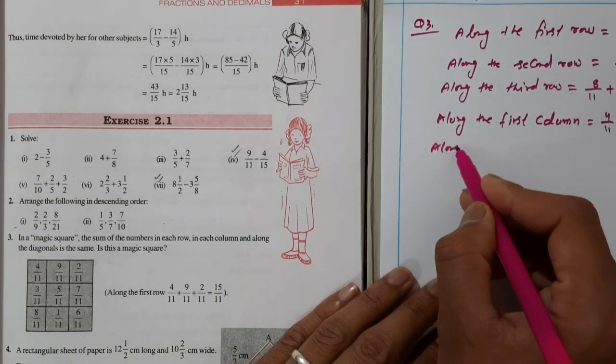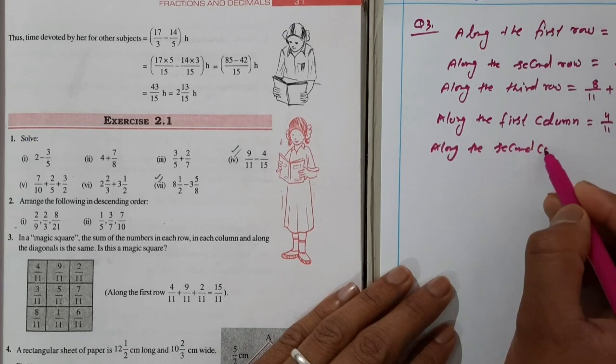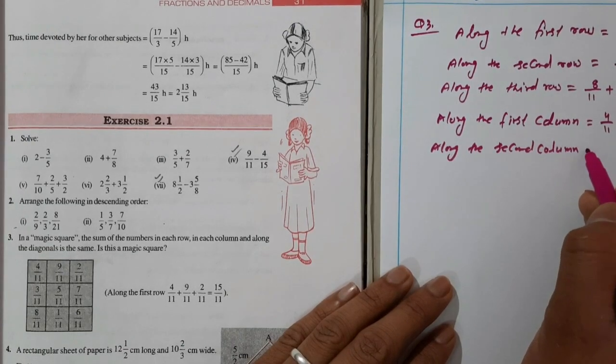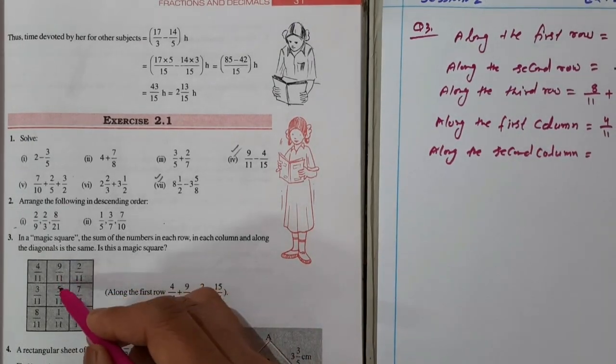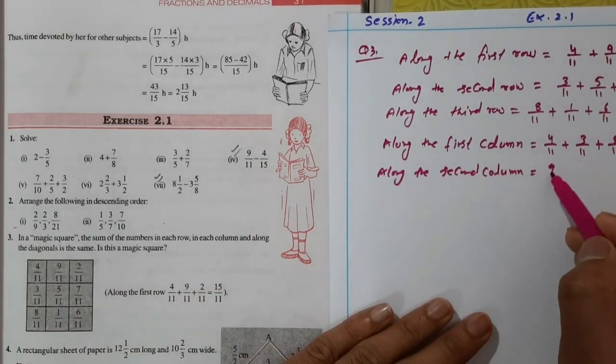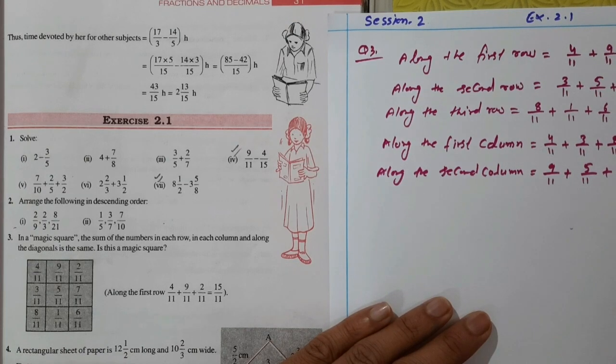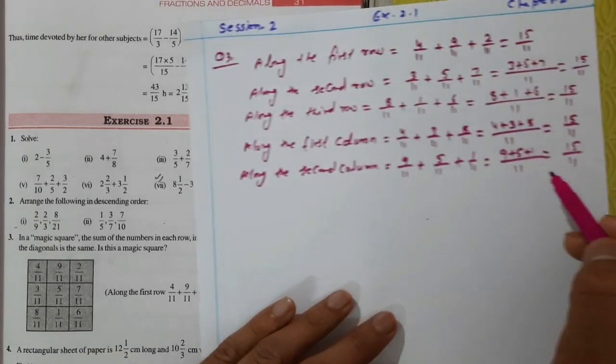Now along the second column, the second column is 9 upon 11, 5 upon 11 and 1 upon 11. So 9 upon 11 plus 5 upon 11 plus 1 upon 11 equal to 11, 9 plus 5 plus 1 equal to 15 upon 11.